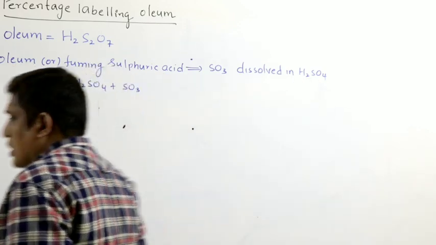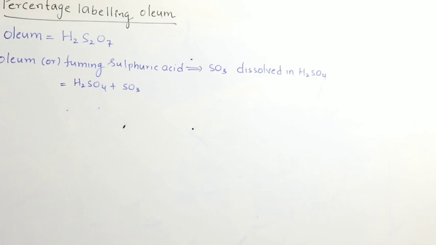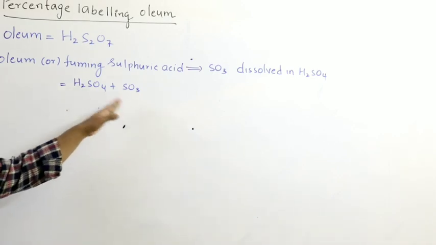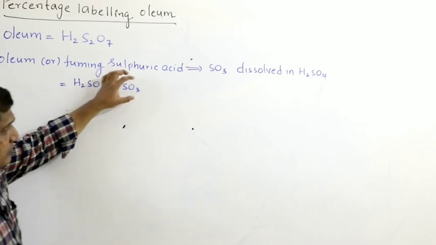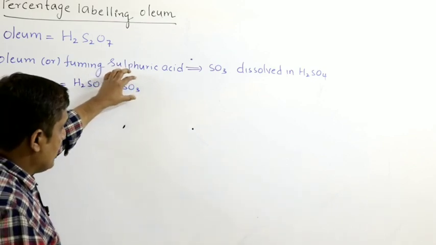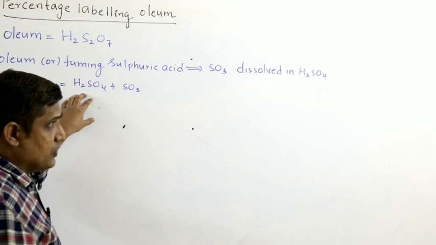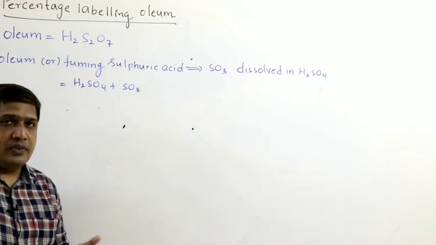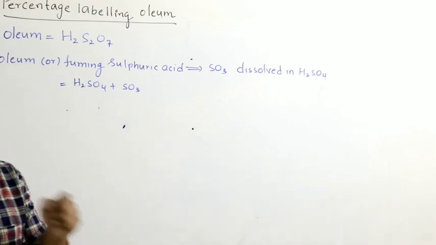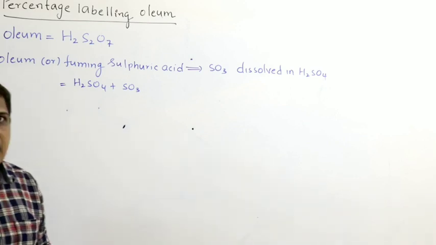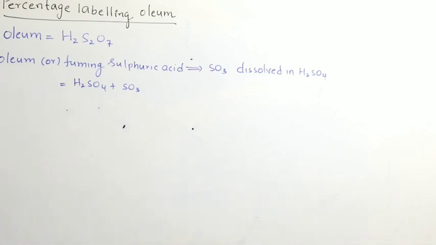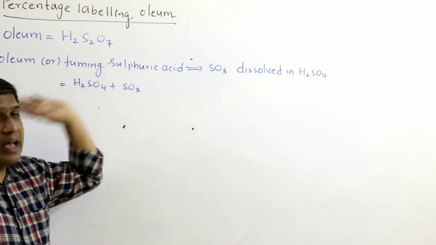So I think you have understood the meaning of oleum, H2S2O7 or H2SO4, SO3. What is the meaning of this? It contains SO3 dissolved in H2SO4. Actually this is reactant in the beginning. To SO3 if you add water you will get H2SO4. Some part of H2SO4 remains unreacted. That mixture we call oleum or fuming sulfuric acid.